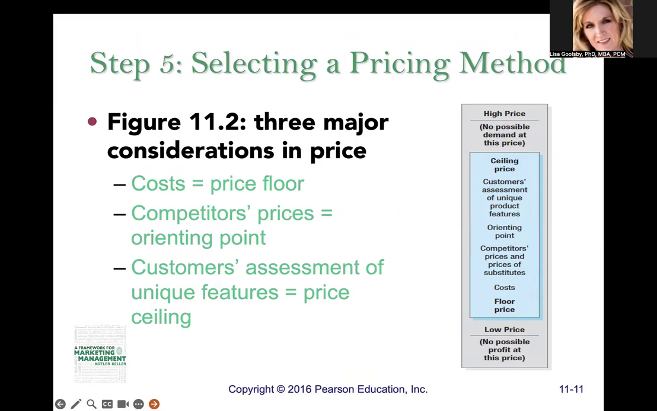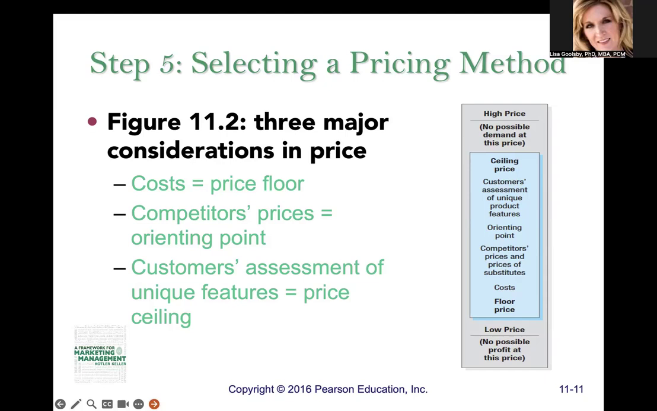There are three major considerations in price. You have the cost, which equals your price floor. That's the minimum that you have to charge for your product. You have to look at the competitors' prices because that's your orienting point. That's what your consumers are looking at. Well, if I can get the product here for this, why would I pay that much more for another product? What is the value that I'm getting by paying that higher price?